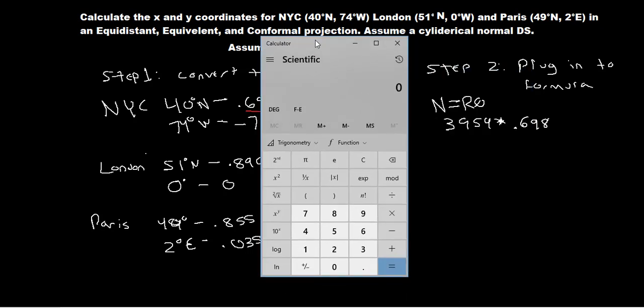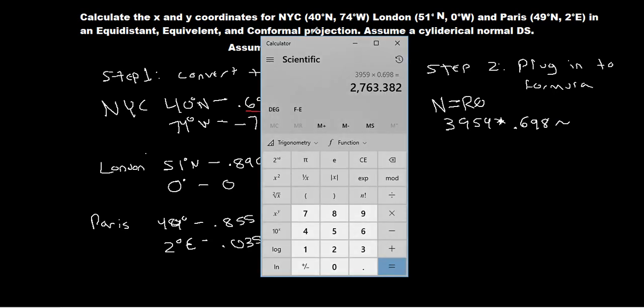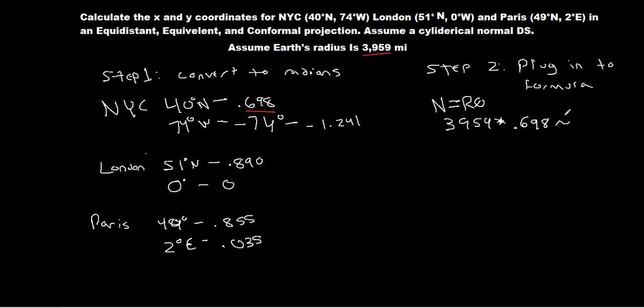If we pull out our handy dandy Windows calculator here and do the math, 3,959 times 0.698, we get a northing of approximately, and I'm going to round this to the nearest mile, 2,763 miles. So this is our y. In an xy coordinate, this would be our y.